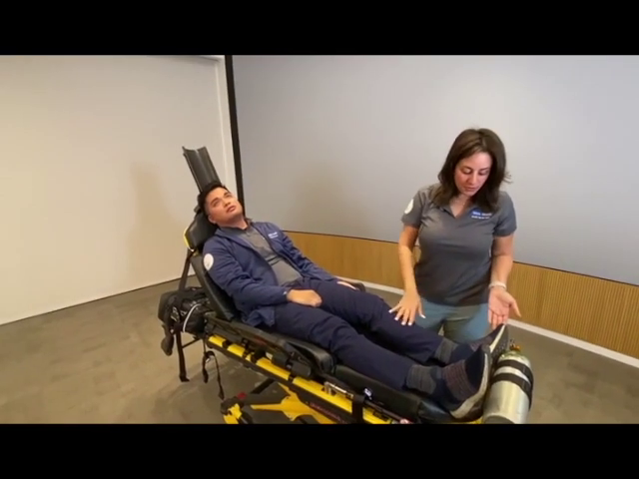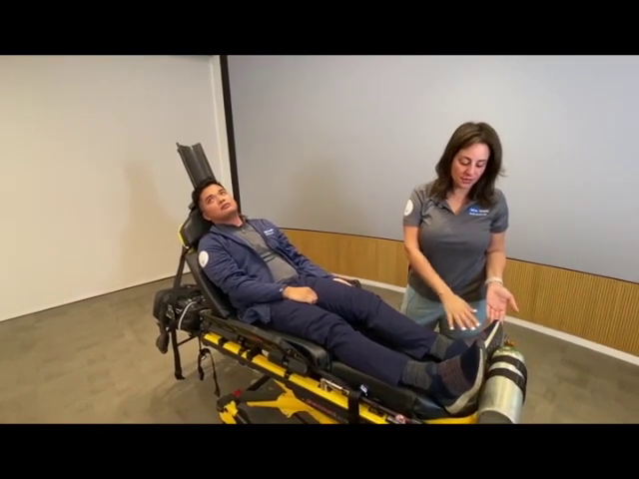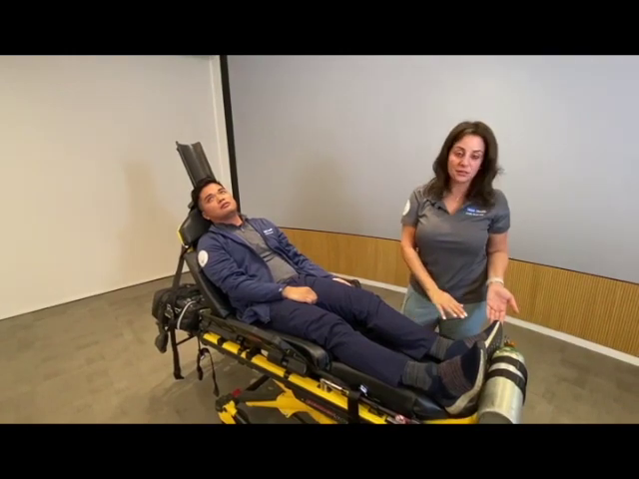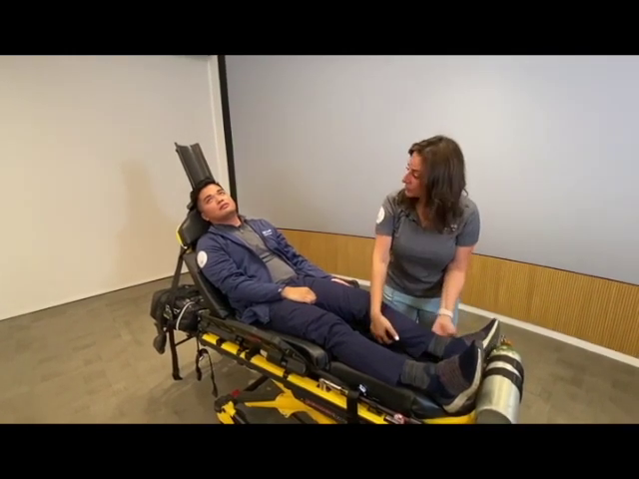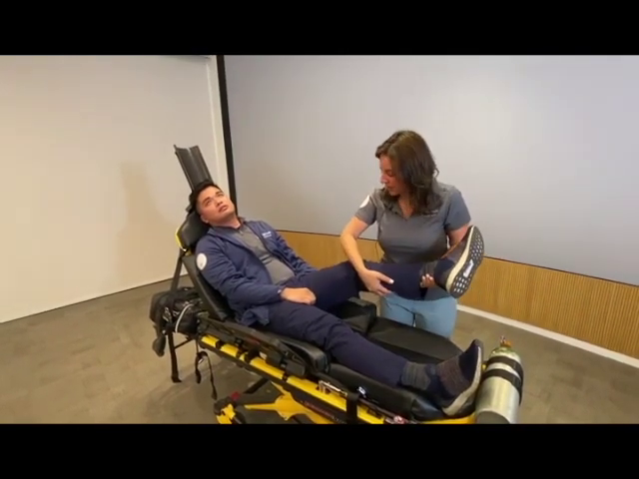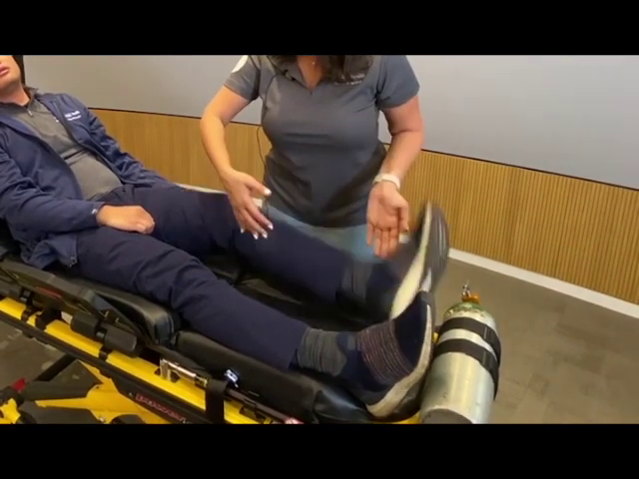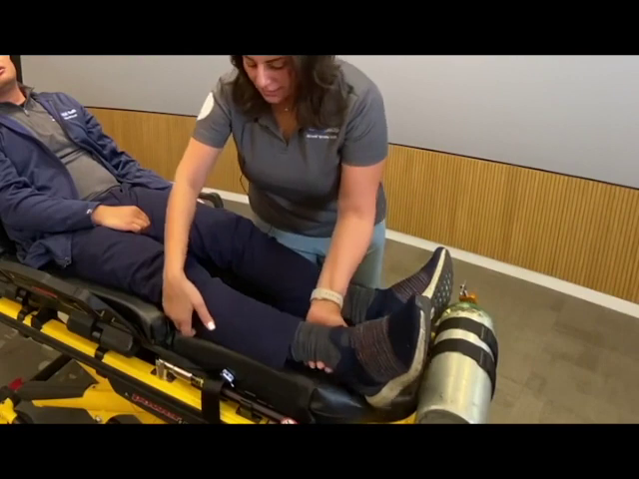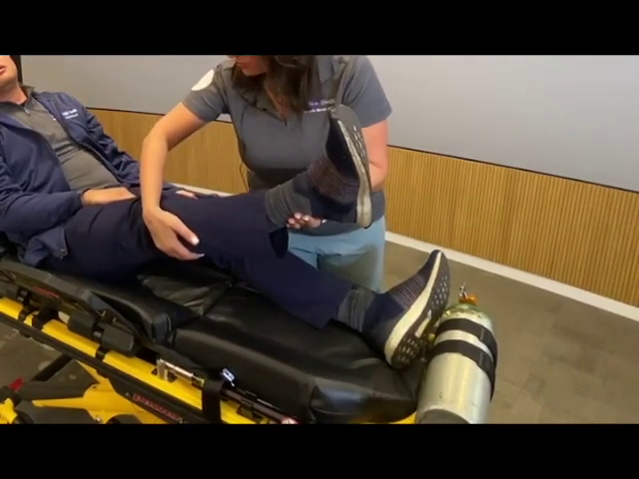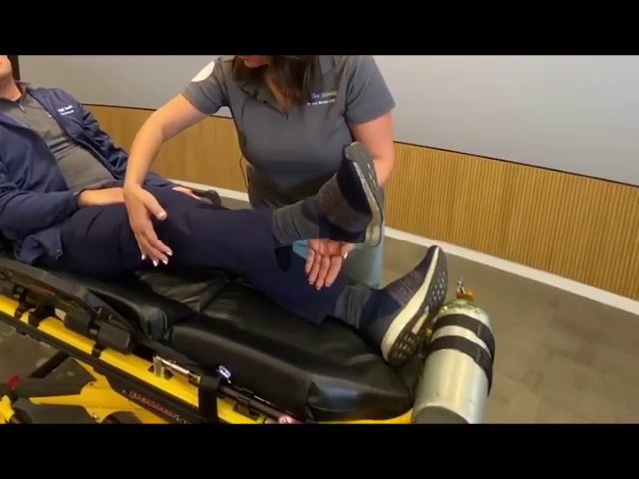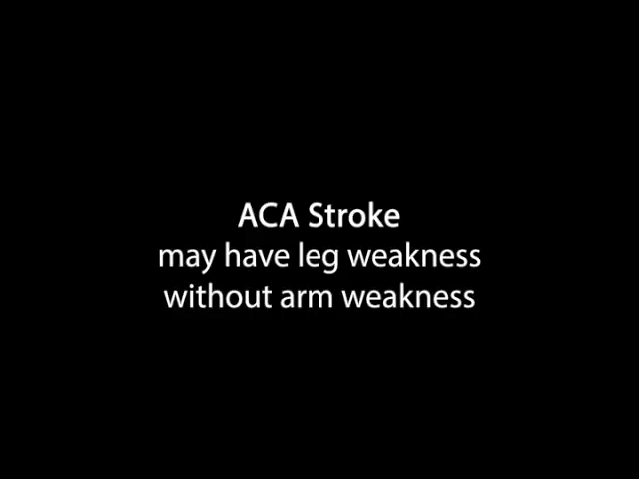We can already notice that he has external rotation or external deviation of the lower extremity, and that's a subtle sign of weakness. I'm going to help you lift your leg up. If you have drift in the limb, can you keep your leg up? And it can drift down to the bed. That's also, although the leg is not included in LAMS, that motor function, patients with anterior cerebral strokes, for example, may have leg weakness but not arm.